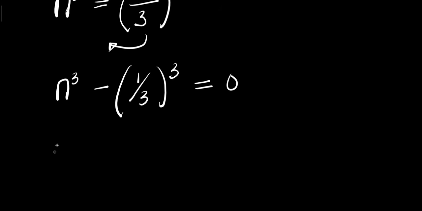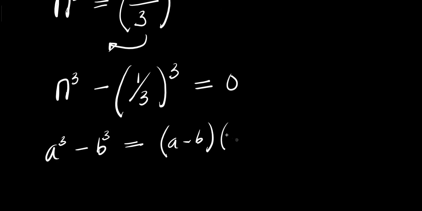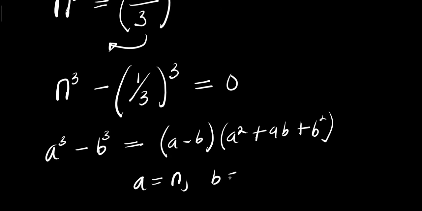Now, if you have a power 3 minus b power 3 equals a minus b times a squared plus ab plus b squared. And my a is n and b is 1 over 3.